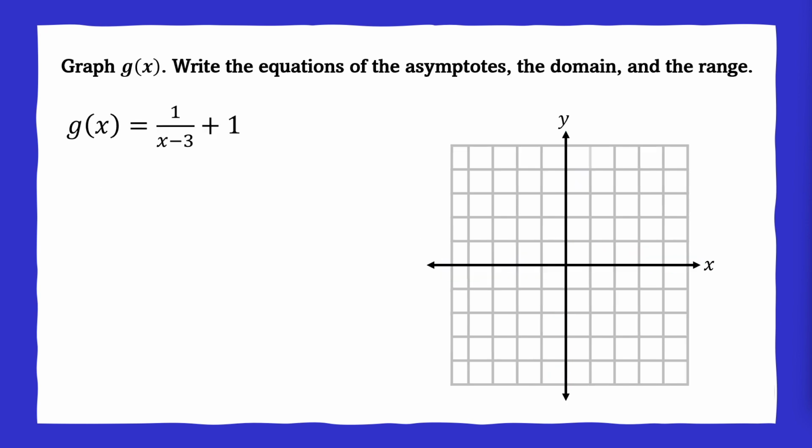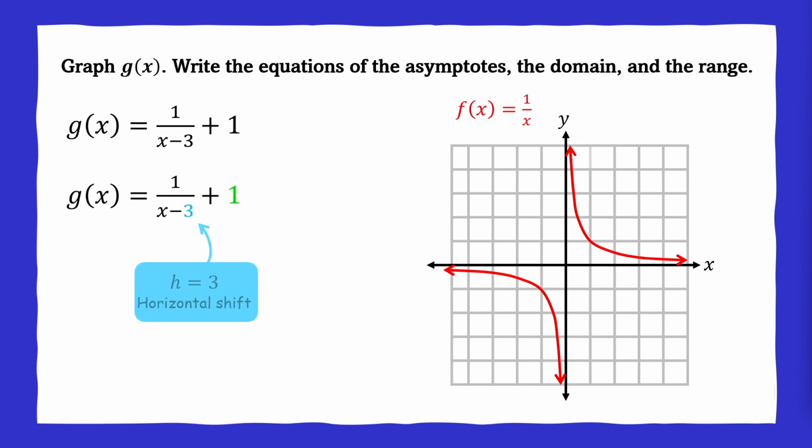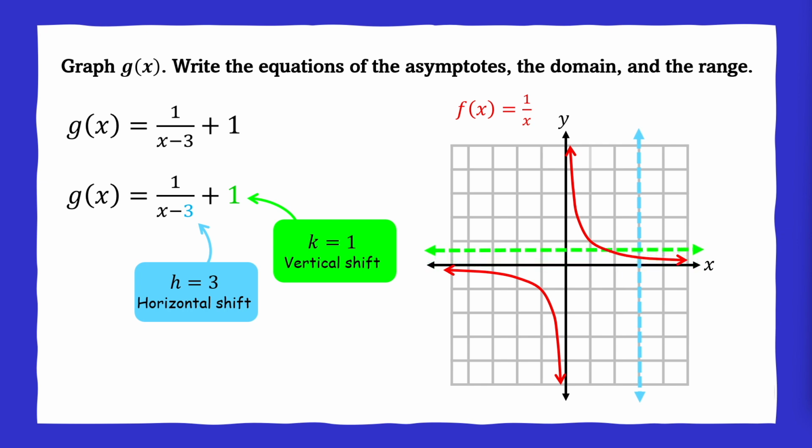Let's graph g of x. Then write the equations of the asymptotes, the domain, and the range. We can start with the parent function f of x equals 1 over x. The x minus 3 shifts the graph 3 units to the right, moving the vertical asymptote to x equals 3. The plus 1 shifts the graph 1 unit up, moving the horizontal asymptote to y equals 1.